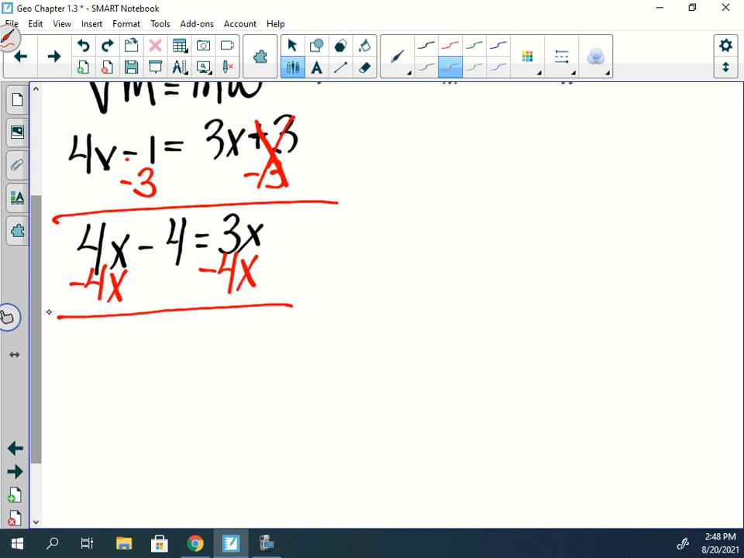Because we need to get x by itself. We're trying to solve for the value of x, so we need to get x on one side of the equal sign by itself. Here we have x's on both sides, and we need to get it over to the other side. So when we subtract 4x, 4x minus 4x is 0. So we're left with negative 4 on the left-hand side is equal to 3x minus 4x, which is negative x.